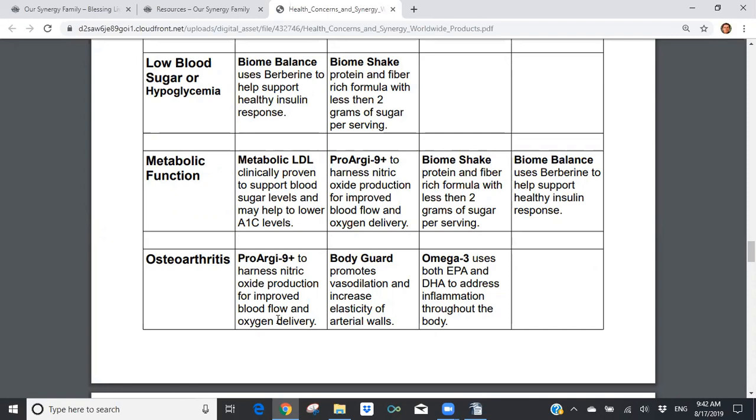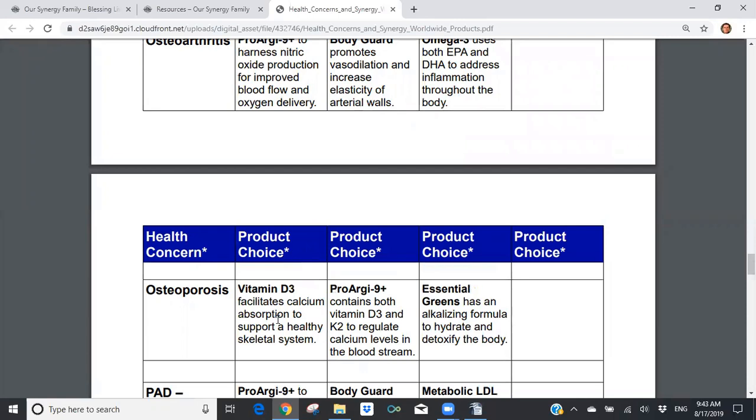So if it's osteoarthritis, Pro-Arginine Plus would be my choice for that because, again, what's nitric oxide therapy all about? It's about improved blood flow. What's the best product to do that? Pro-Arginine Plus. Bodyguard might be another choice to do that. Omega-3s to, again, address inflammation throughout the whole body. Osteoporosis, which is loss of calcium in the bone, causing them to weaken. Vitamin D3 would be my first choice for that.